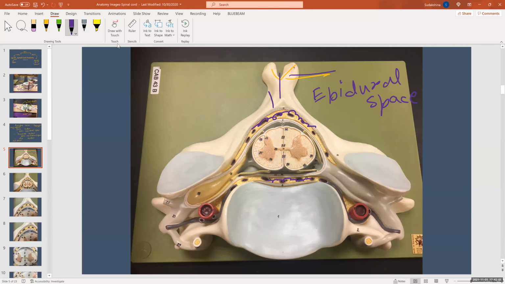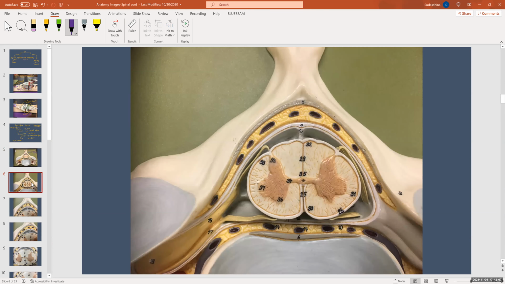So beyond the epidural space, let's say we magnify this a little more. Okay, you can see the epidural space here. Meningeal dura. The reason I'm calling this meningeal dura is because there is an endosteal dura, which is present for bone, not for the spinal cord. So right here, this layer is the meningeal dura.